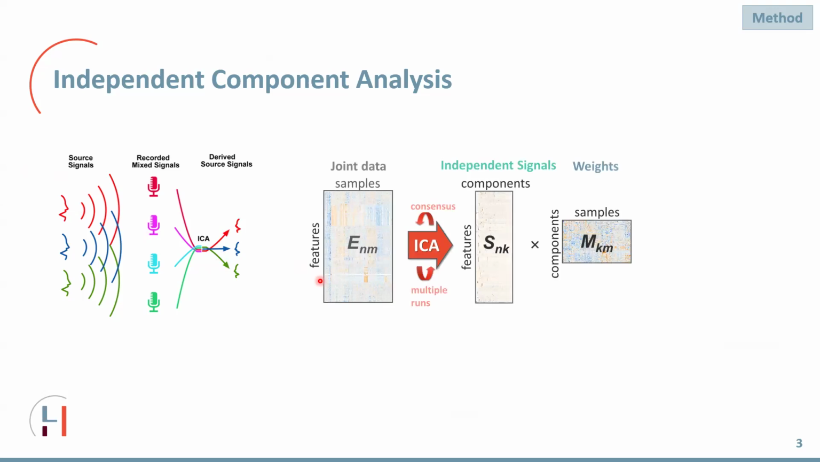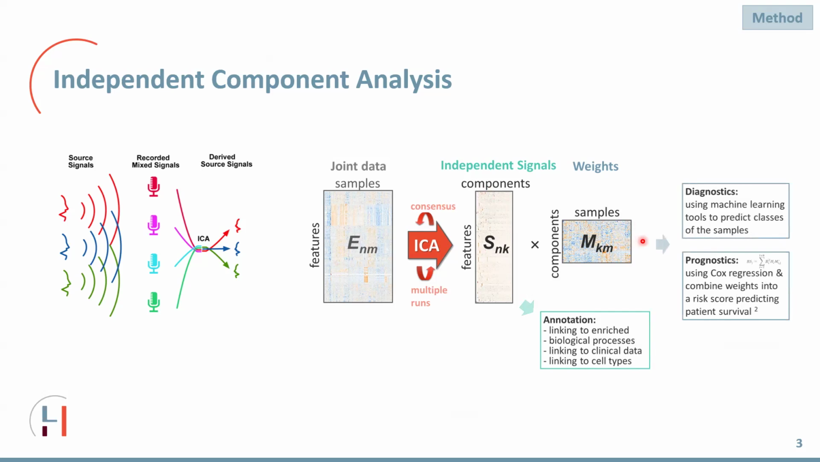If we go to matrices, imagine that you have a matrix with features in rows and samples in columns. Features could be genes, proteins, metabolites, whatever you want. Then apply ICA, and you decompose this matrix into two. The first matrix contains features in rows and components in columns. Here each column represents an independent signal, or independent component, that could be annotated with biological processes, cell types, clinical data, and other very useful biological information. The second matrix contains weights for each sample in these new dimensions, and this matrix could be used for prognostic and classification models.